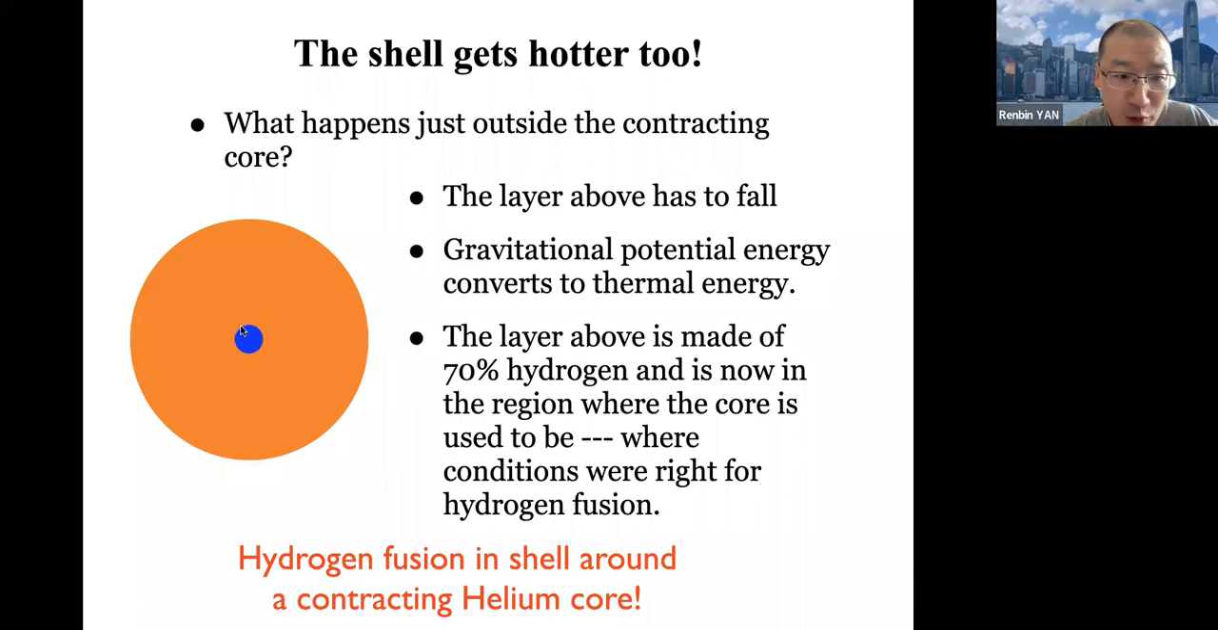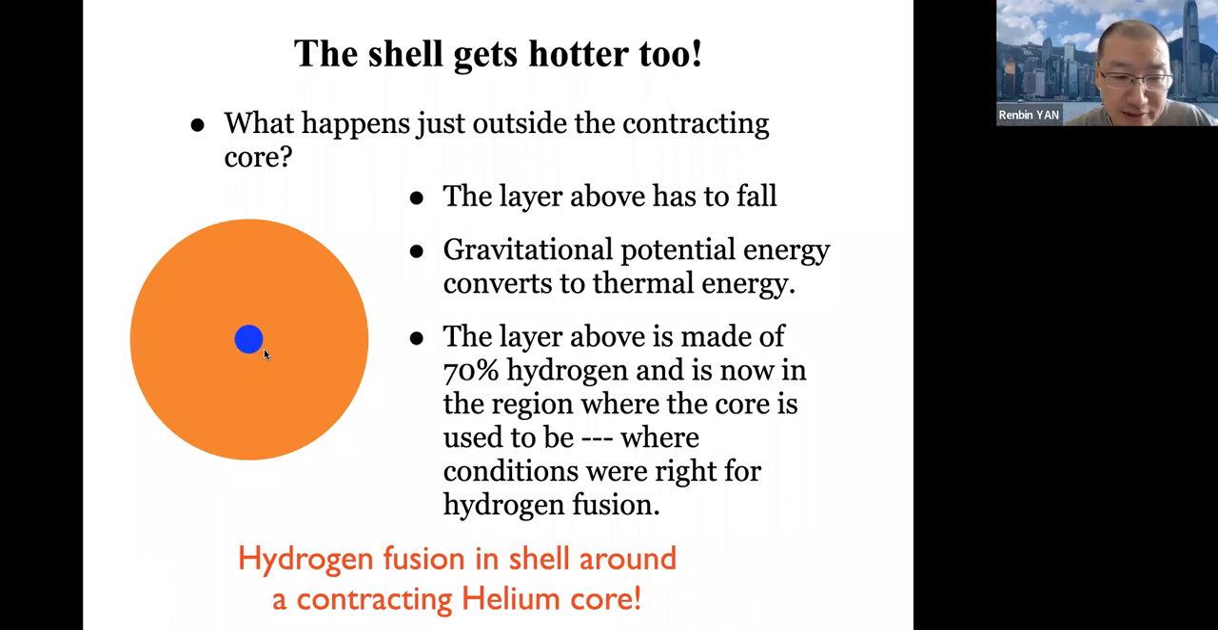So basically, although the core is completely made of helium, it cannot do nuclear fusion. But the material from above is now in the position where the core used to be, hot enough to fuse hydrogen, right? So that material will start hydrogen fusion. So basically the hydrogen just around the core will start a fusion reaction.